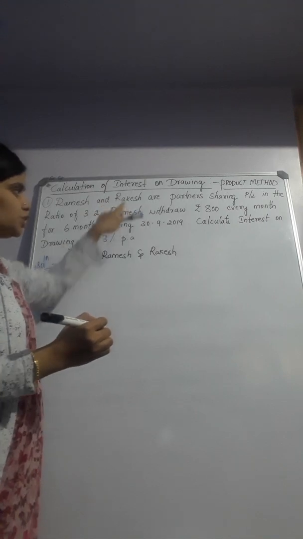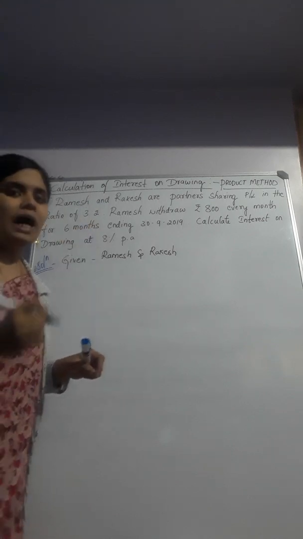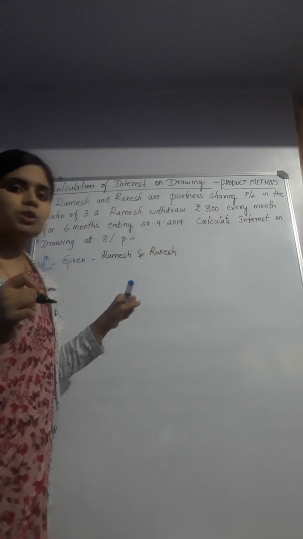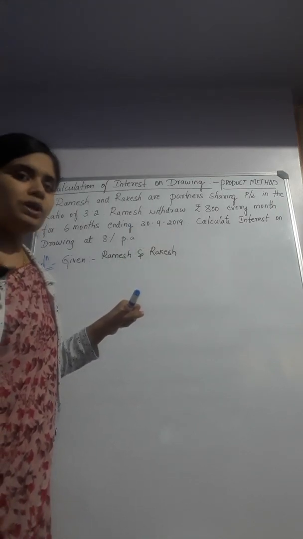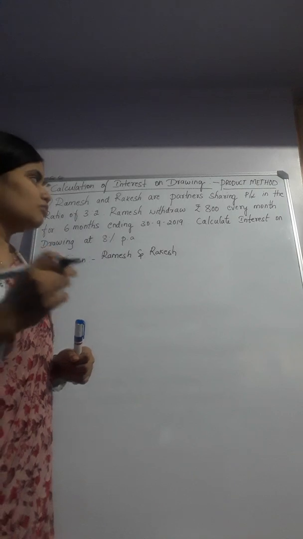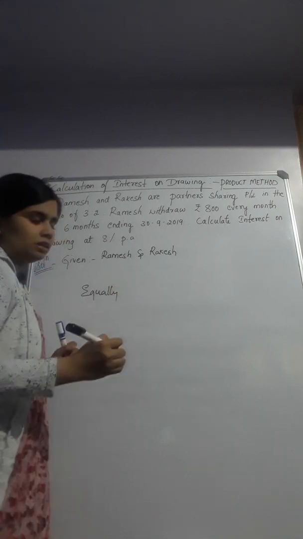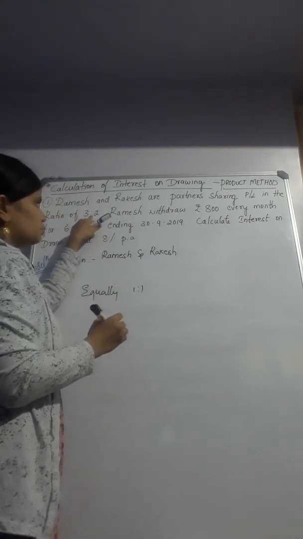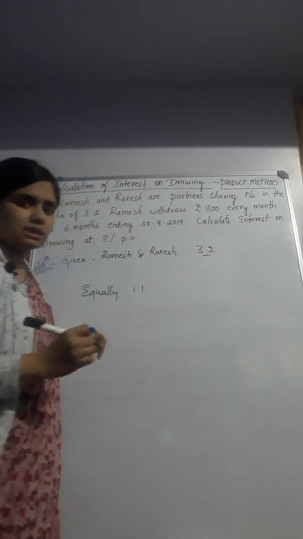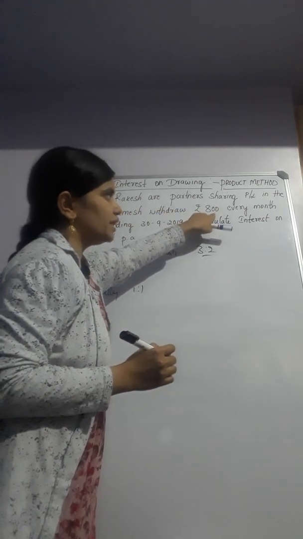Ramesh and Rakesh are the partners, sharing profit and losses in the ratio of 3:2. As I said in the previous class, profit and losses should always be shared according to the ratio if they have a partnership deed. If they don't have any partnership deed, they have to share equally, that is 1:1. But in the problem they have given 3:2.